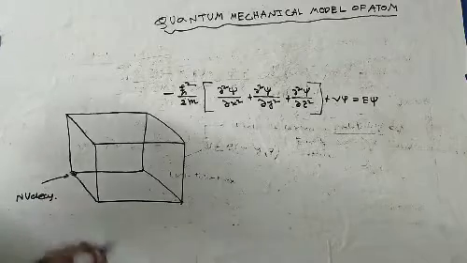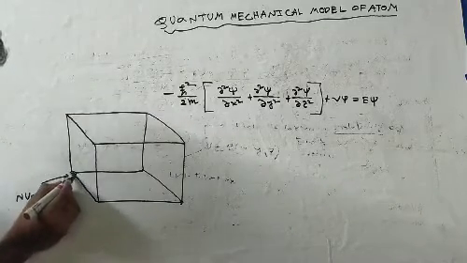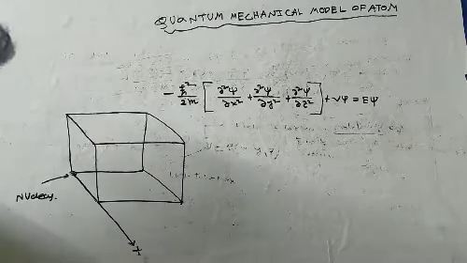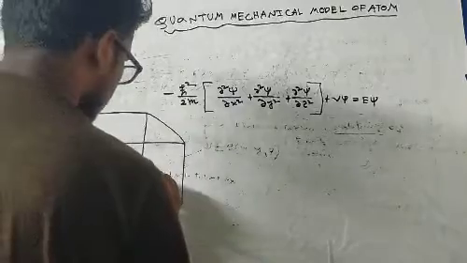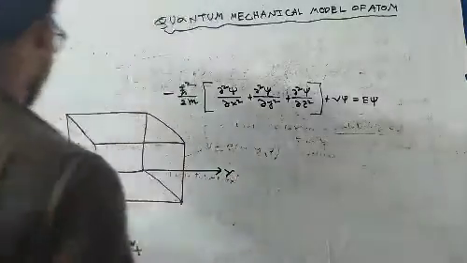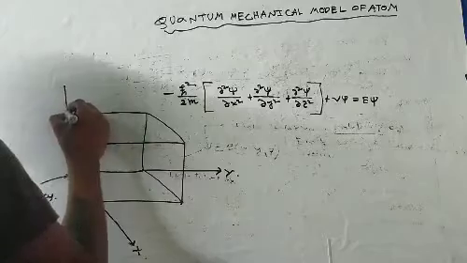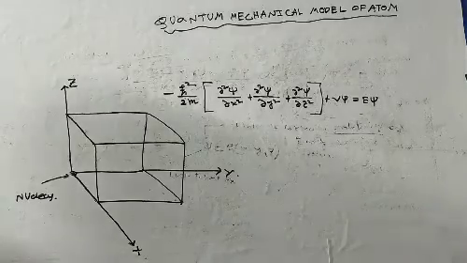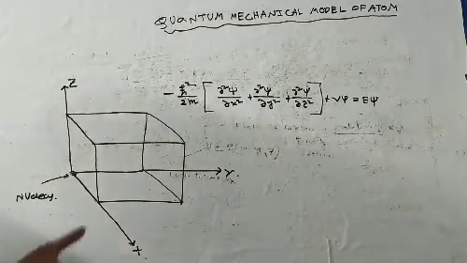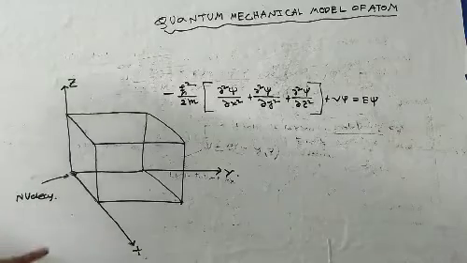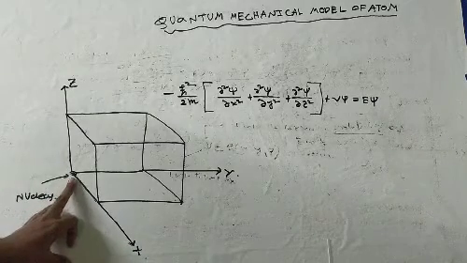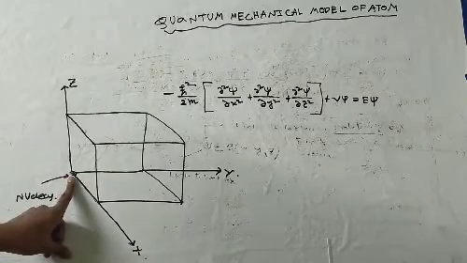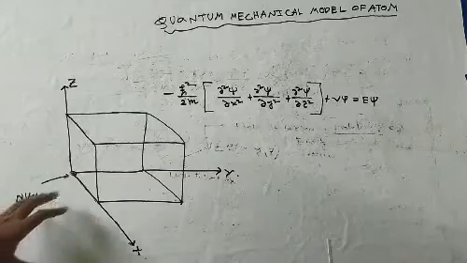Now in this cubic region I am considering a reference axis. Let's say this is my x direction, this is my y direction, and this is my z direction. So within this cubic region, at the corner of this cube, I am considering that the nucleus is present here. I am considering the nucleus as origin, and I am drawing the axes.